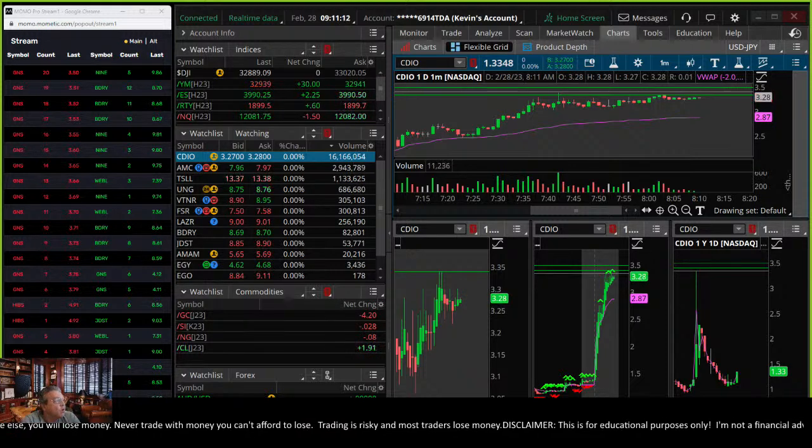So once I hit level 1, I'll watch it and see how we respond to level 1. If it continues to go higher, I'll look for level 2. If not, I'll just get out at level 1.